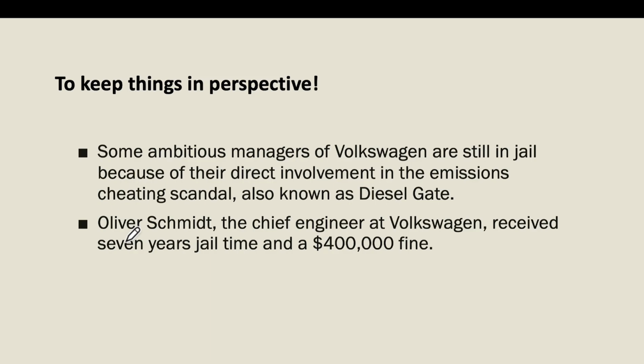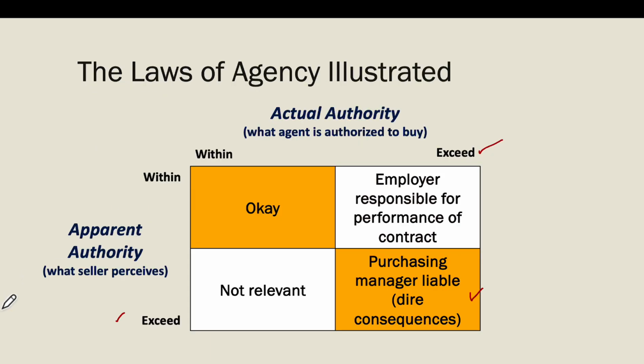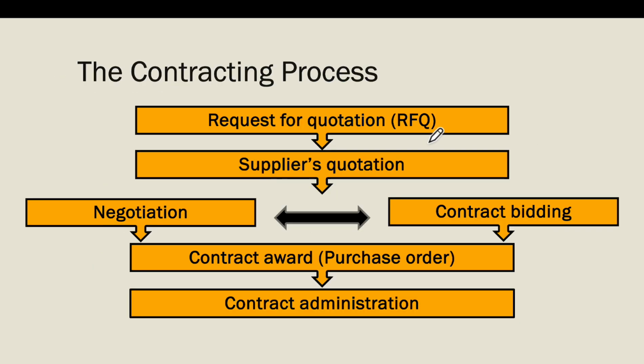The reason is that regulators were able to prove that managers exceeded their apparent authority and they also exceeded their actual authority. The next thing is the contracting process.